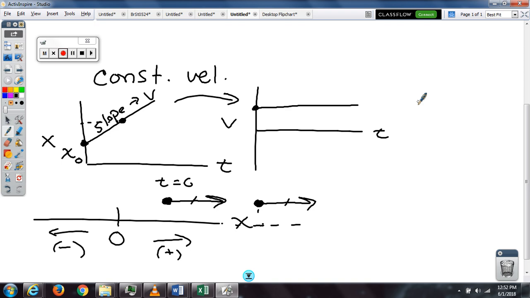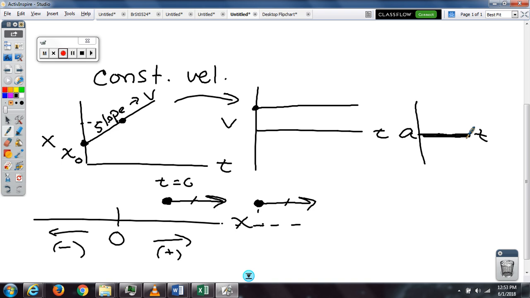The last curve is acceleration versus time, and that will be the value 0, because by definition acceleration is a description of the rate of change of velocity over time. If we're dealing with constant velocity, then that means that the velocity isn't changing. So the acceleration must be 0.